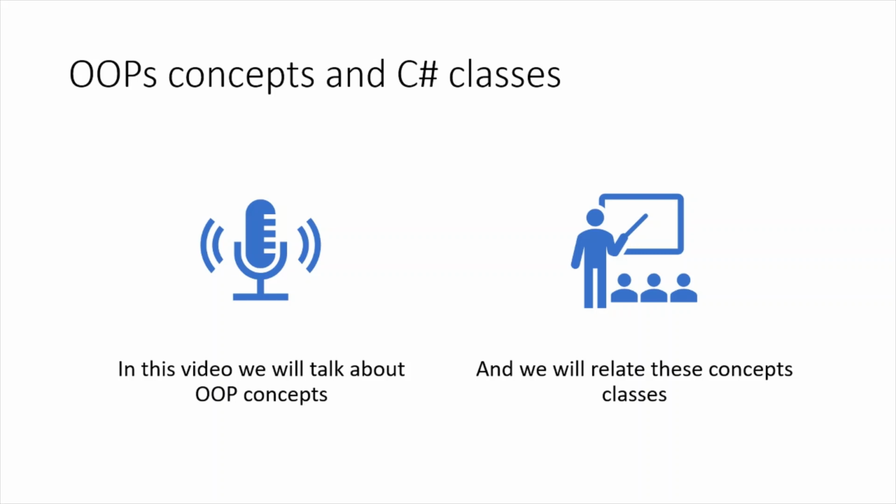So in this video we will talk about OOPS concepts, and we will relate these concepts with classes. Ultimately, classes are the principal thing in object-oriented programming. Class is the best thing that happened to object-oriented programming. If there weren't classes, we wouldn't have modern programming. So what is a class then?